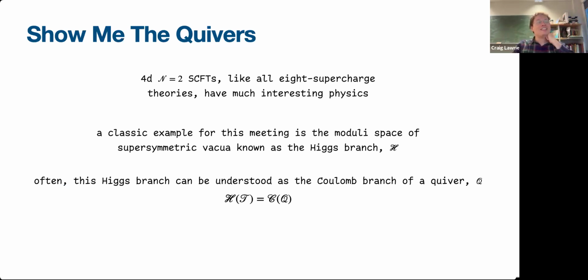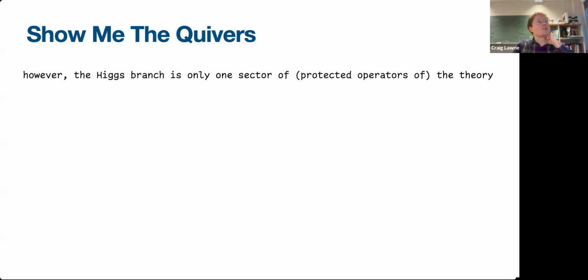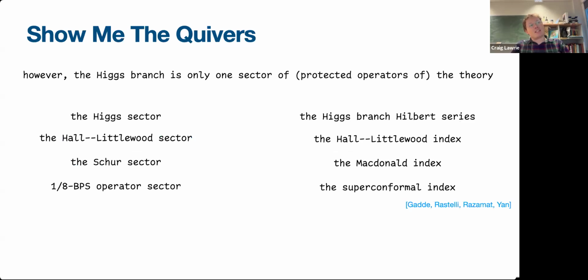So this has been a very powerful technique that I think many people in the audience have developed and worked on. However, the Higgs branch is one sector of protected operators of a 4D N=2 theory. You might also be interested in the other sectors. So what is going on? There's the Higgs sector. There are other sectors which are sometimes called the Hall-Littlewood sector, the Schur sector, and then there's a generic protected half-BPS, eighth-BPS sector.